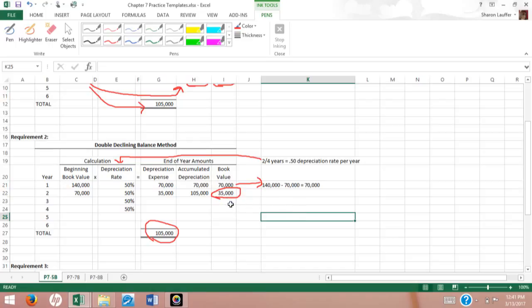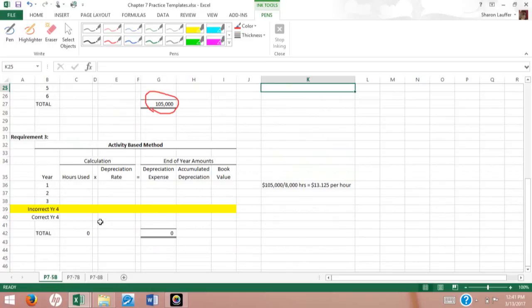So we can stop right there because this asset is actually fully depreciated after 2 years. So you don't even have to calculate years 3 and 4. You're not going to take any additional depreciation off of this equipment because you've already taken the full amount of depreciation. So that's all there is to requirement 2.